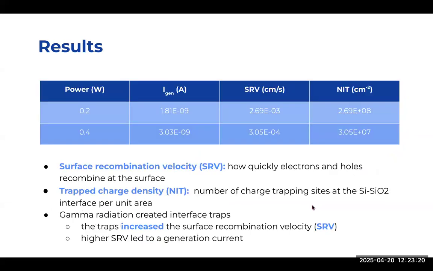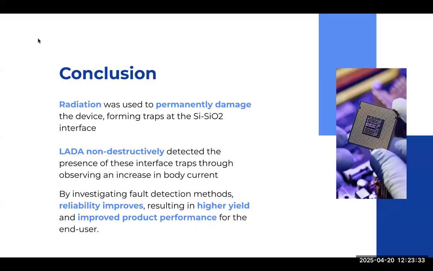Graphs and equations from the previous slides were used to calculate trapped charges due to radiation, showing higher trapped charge concentrations in SRV at lower laser powers due to higher trap activation at the surface. Radiation caused permanent damage by forming traps at the Si-SiO2 interface, detected through increased body current. This fault detection method improved device reliability, yield, and performance.